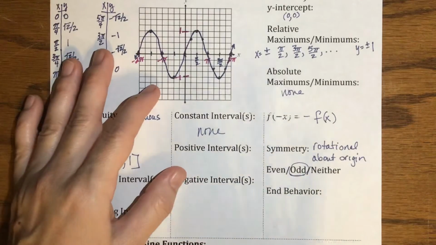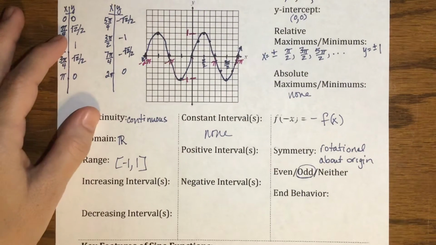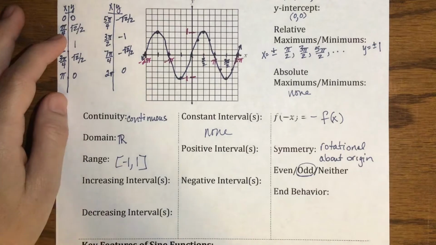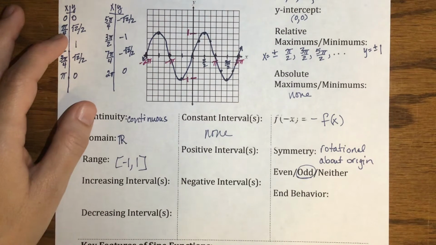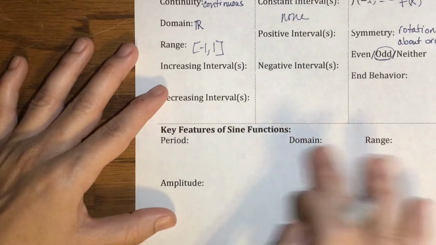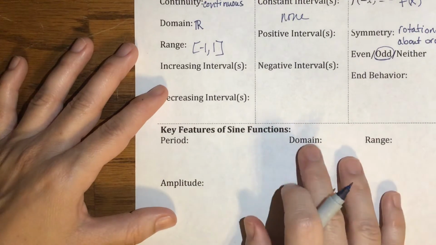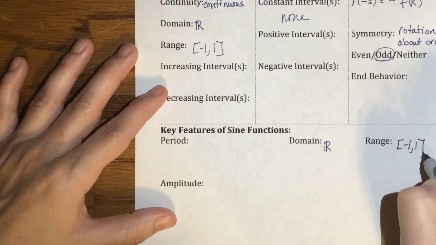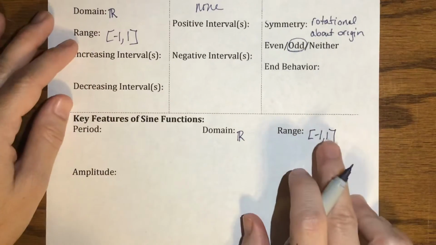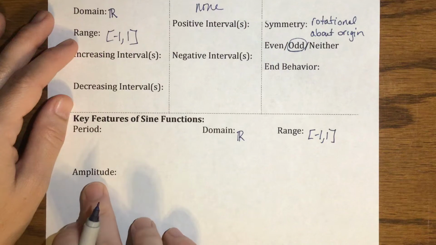And then our end behavior, we're going to skip that for now as well. It's going to go up and down. As x approaches infinity or negative infinity, y doesn't approach anything. It oscillates. Okay, let's talk about these key words down here, because these are important. We already talked about domain and range. I don't know why I put it a second time. The range affects the amplitude.